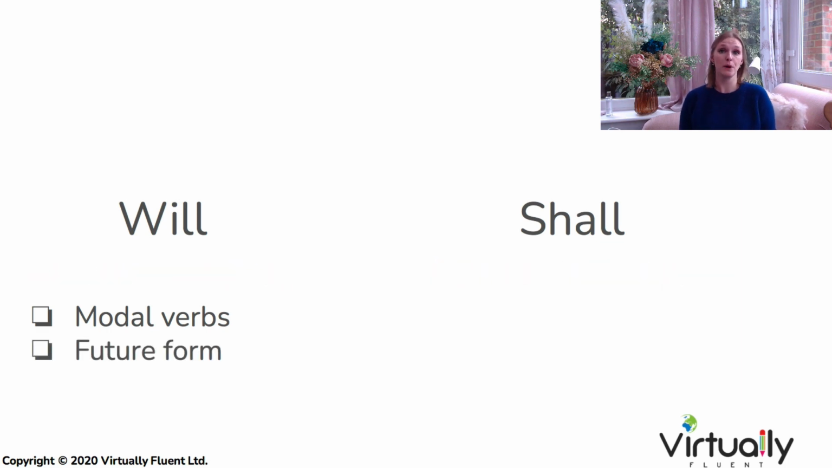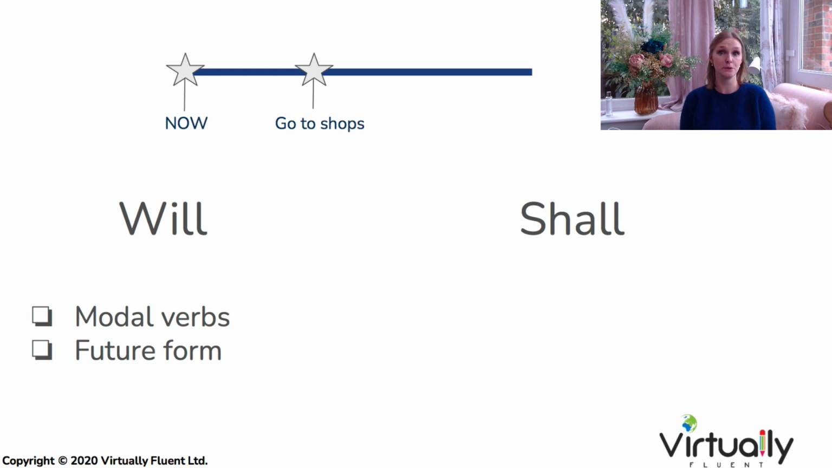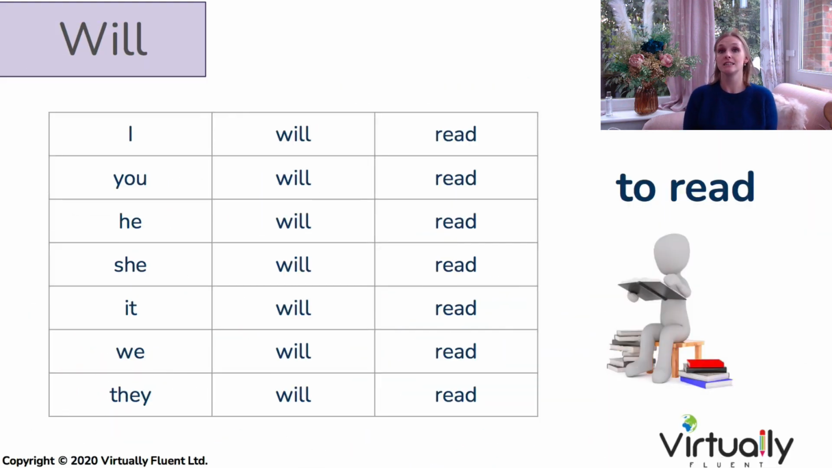Now, generally, both of them are used to express the future form, some sort of event happening in the future. If we put those examples of going to the shops on a timeline, it would look something like this. So let's quickly look at the structure of both of these verbs. Let's take will first. You can see that it is exactly the same for every single subject. I will, he will, we will. And as I've already said, it's followed by the infinitive form of the verb.